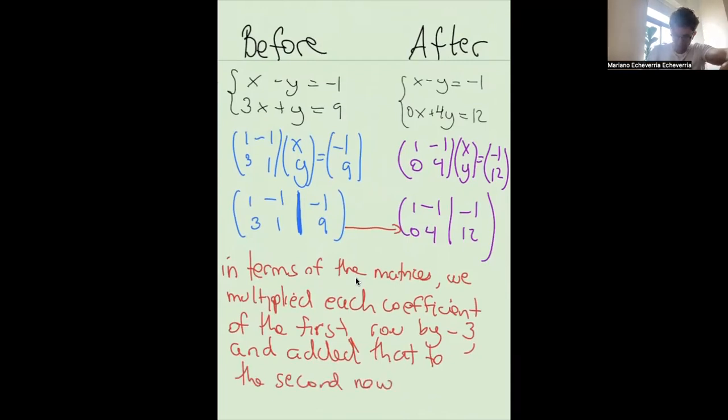The way in which this is typically written out is like -3 row 1 plus row 2. Oops, I don't have enough space here. The way you would write this as an operation is -3 row 1 plus row 2 replaces row 2. That's kind of how you would write that operation.